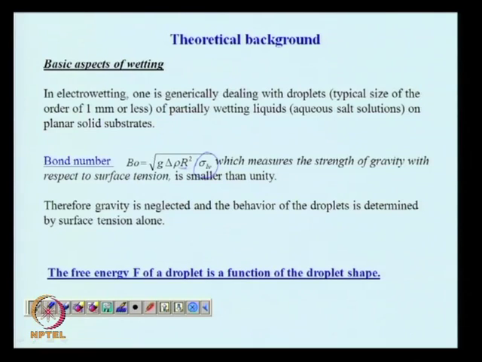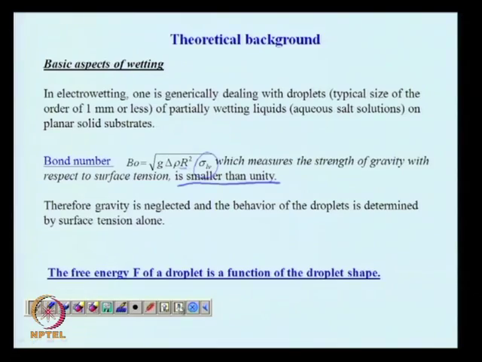So, for electrowetting, because of the size of the system, the effect of surface tension overshadows the effect of gravity, and the Bond number is smaller than unity. If the Bond number is less than unity, then the effect of gravity can be neglected and the behavior of the droplet is determined by surface tension alone.